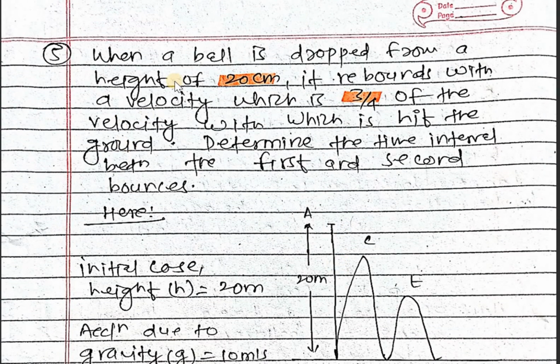And the next problem is: when a ball is dropped from a height of 20 meter, this is not centimeter, this is meter. It rebounds with a velocity which is 3 by 4 of the velocity with which it hit the ground. Determine the time interval between the first and second bounce. We have to determine the time interval between first and second bounce.